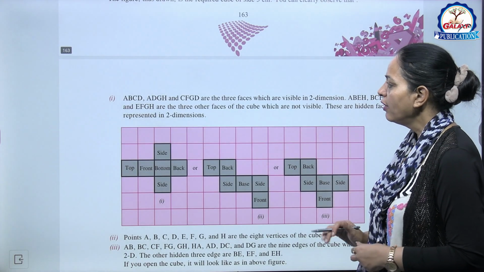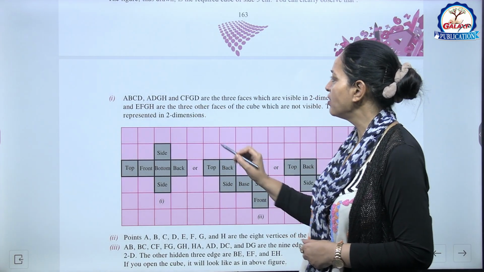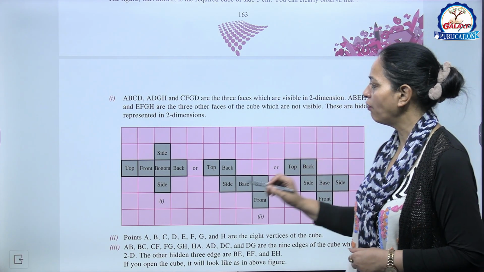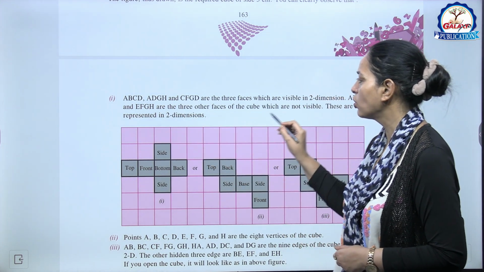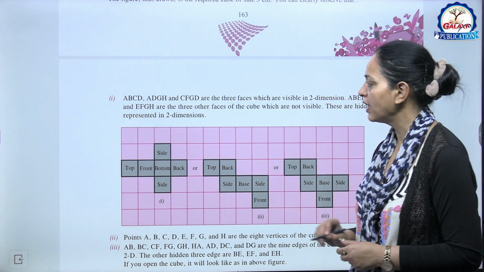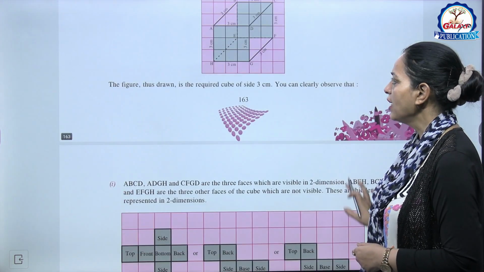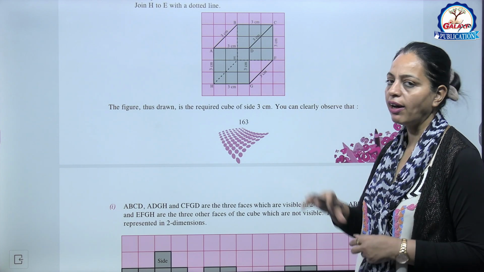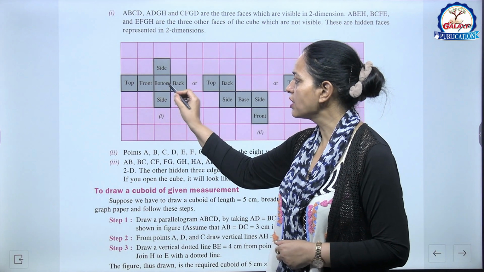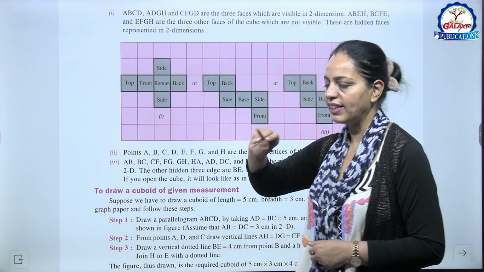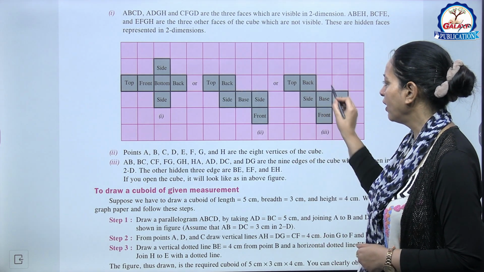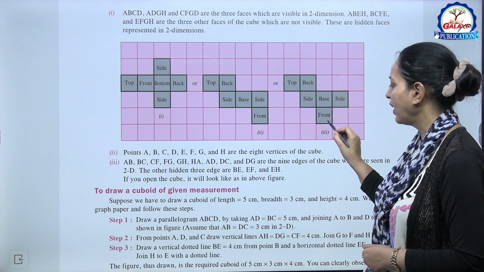Now here, ABCD, ADGH and CFGD are three faces which are visible in two dimensions. ABEH, BCFE and EFGH are the three other faces of the cube which are not visible. These are the hidden faces represented in two dimensions. Okay, some faces are visible and some are hidden, right? Now here you can see top, front, bottom, back, side, side, and here we can write base, side, side, back, top, front, and here top, back, side, base, side and front.